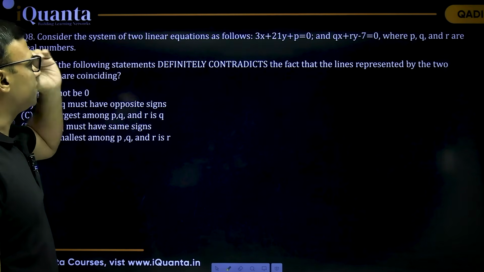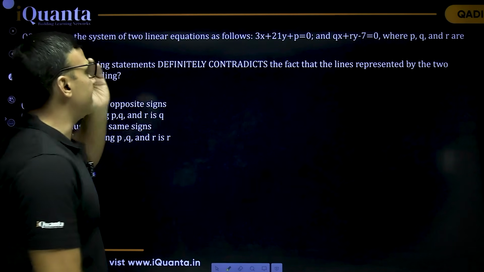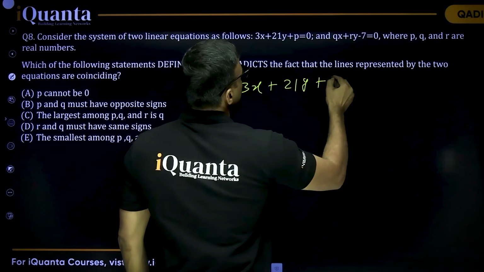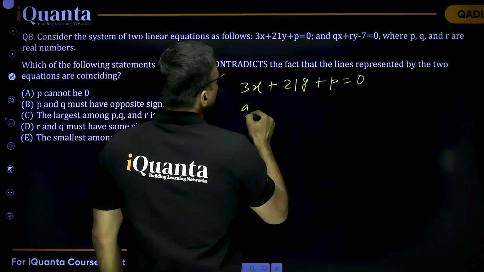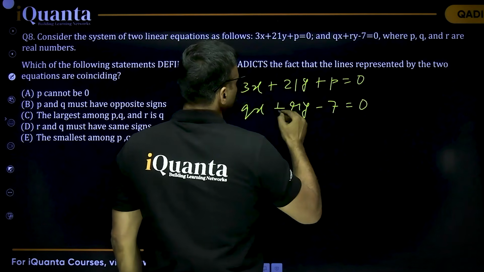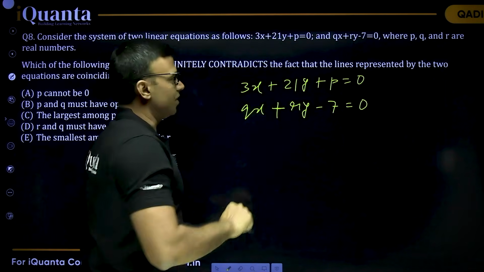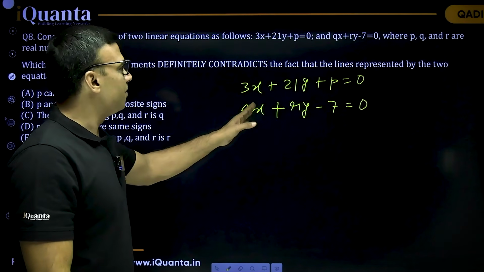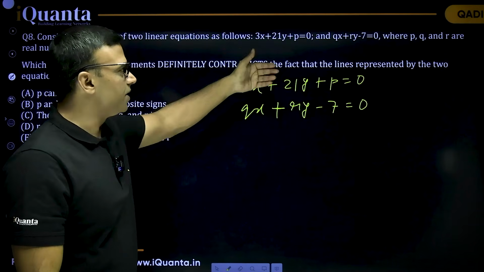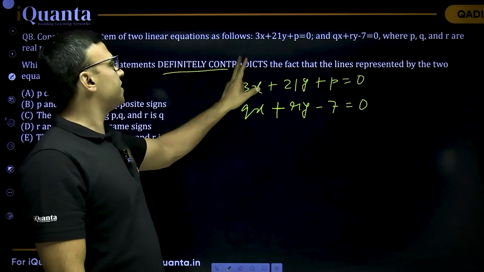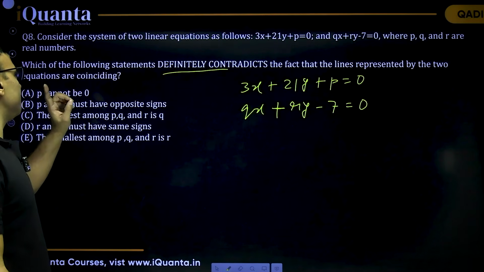Consider the system of two linear equations as follows: 3x plus 21y plus p equal to 0, qx plus ry minus 7 equal to 0. So I have already said two contradictory things. What was that? I said that the question is very tricky, but I also said the question is easy because the concept required is very small. Tricky because of the statements and the question language. Okay, so be very careful.